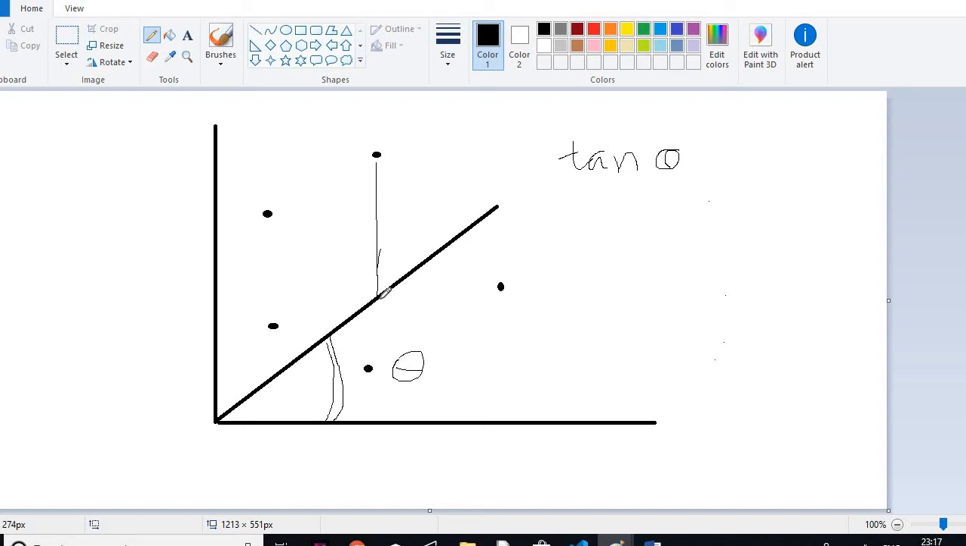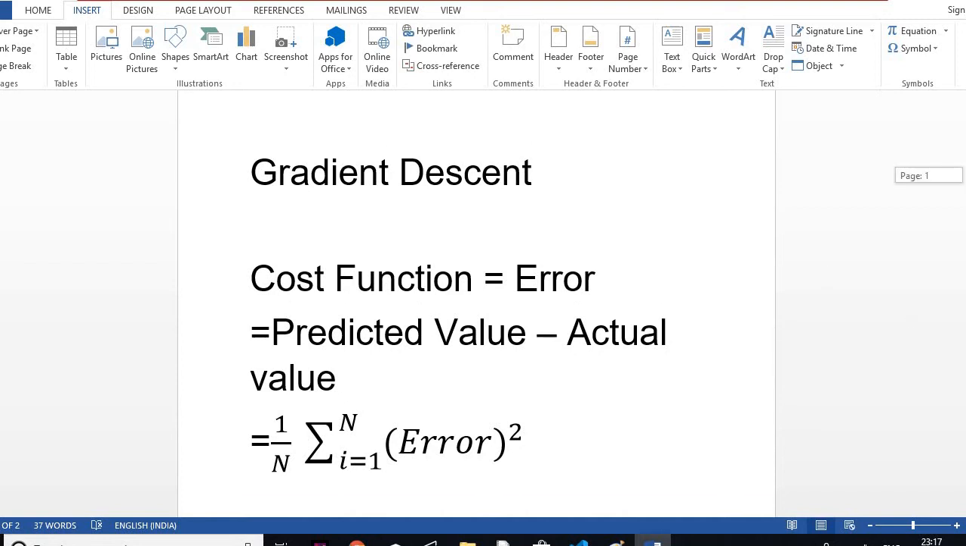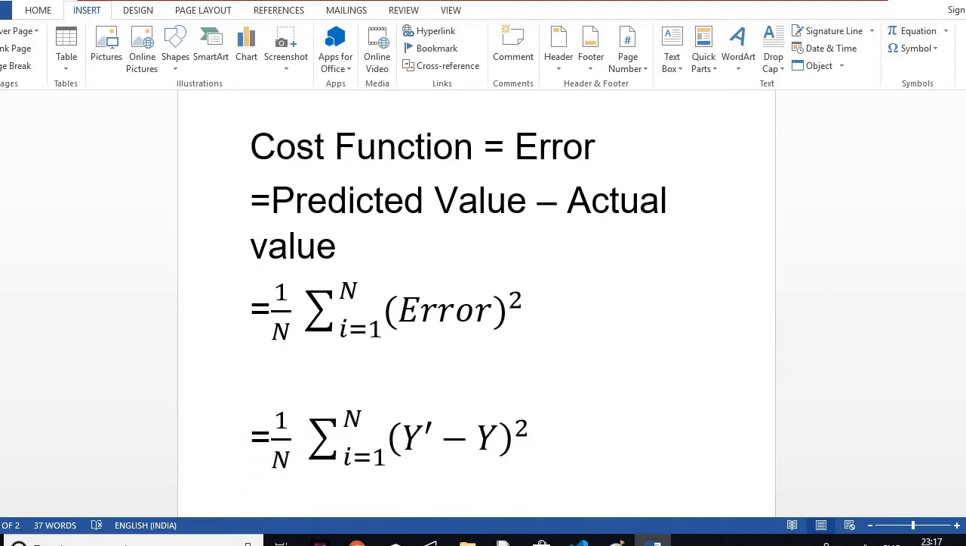So error, represented by the cost function, is predicted value minus actual value. Here in this equation, sigma represents the summation, i is equal to 1 to n. We are taking error square. See, why this mean square? 1 by n represents the mean, and square. Why are we using this square and then taking the mean?